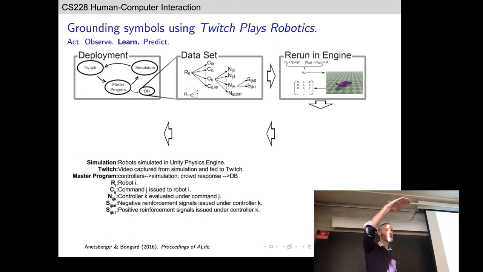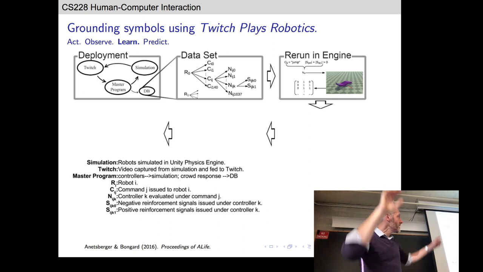And for each of those random brains that was controlling the robot under the command jump, we threw away any that received no votes. So we only kept controllers that were executed under the command jump and collected at least one upvote or downvote from the crowd. We filtered it down. That's the data set we're going to work with. So far, so good? Okay. We then took each of those random brains and offline, not on the stream, we reran it on the robot.